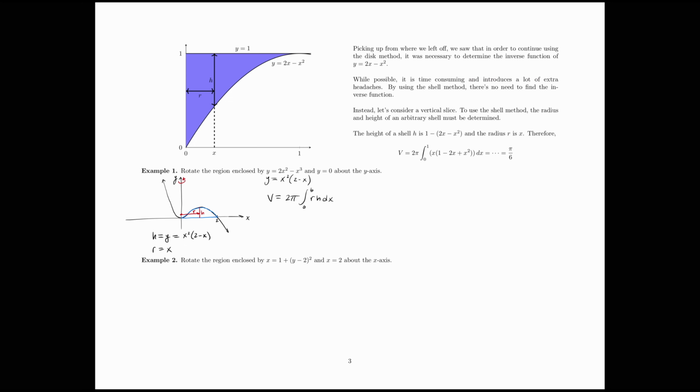So for us, since we're integrating with respect to x, we're going to go from 0 to 2. So this volume integral set up is 2 pi integral 0 to 2, the radius, which is x, times our height, which is x squared times 2 minus x dx. And of course, we're just setting these up. Okay.